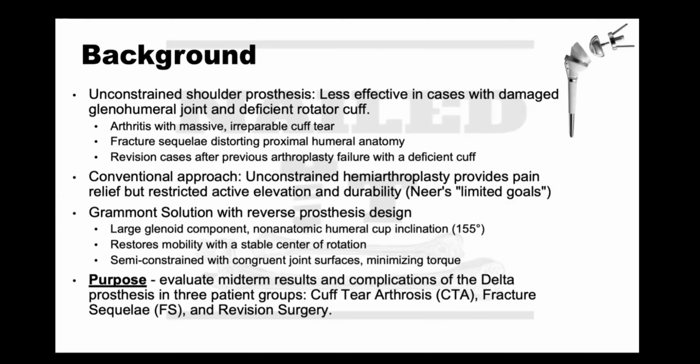The Grammont solution's specific design is a large glenoid component with a 155-degree inclination humeral cup. The thought process is that it restores mobility with a stable center of rotation. Its semi-constrained design allows it to be congruent with the joint surfaces and minimizes torque. By lowering the humerus, you place the deltoid under tension, which provides a more stable and biomechanically stronger fulcrum. This paper looks at midterm results of this prosthesis and divides patients into 3 groups: cuff tear arthritis, fracture sequelae, and revision cases.